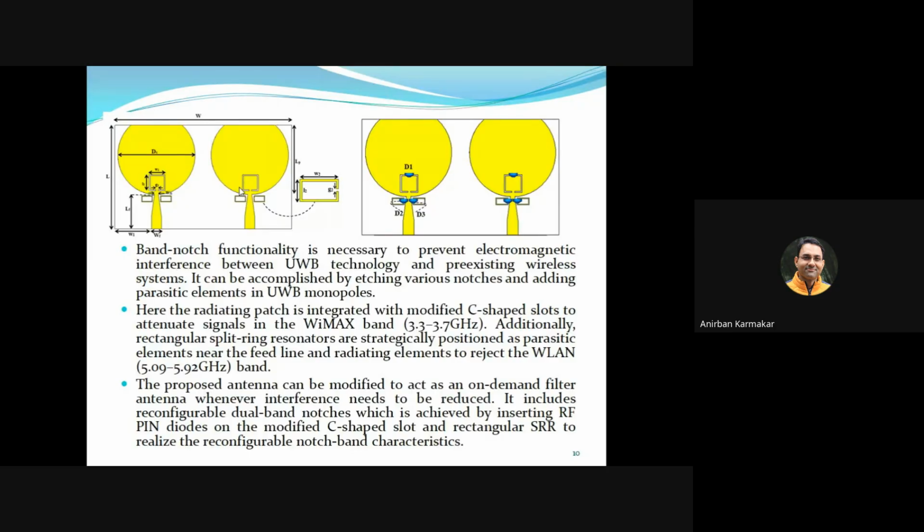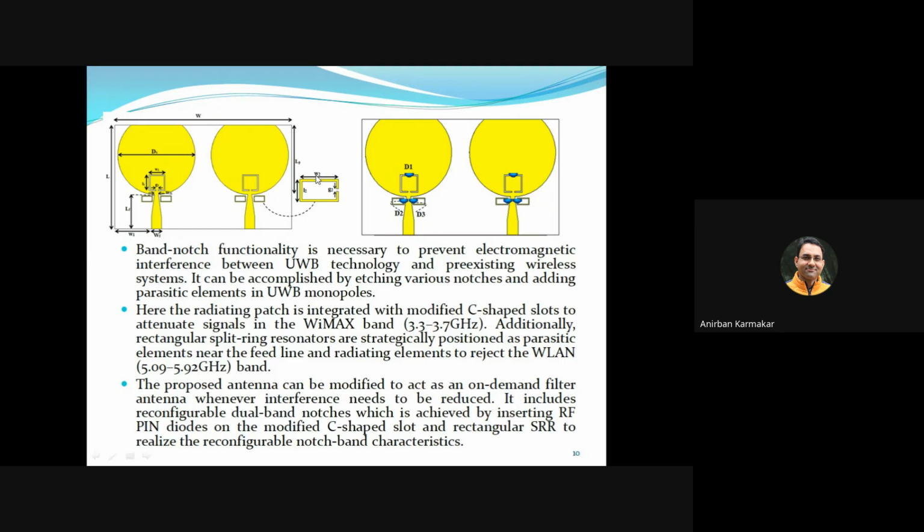Now, we have introduced band notch functionality in this MIMO system. Actually, band notch functionality is necessary to prevent electromagnetic interference between UWB technology, which has a range from 3.1 to 10.6 GHz, and the pre-existing wireless systems. It can be accomplished by etching various notches and adding parasitic elements in the UWB monopoles. Here, the radiating patch is integrated with modified C-shaped slots to attenuate signals in the WiMAX band, that is 3.3 to 3.7 GHz.